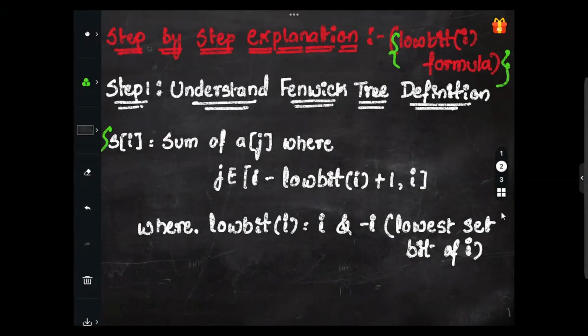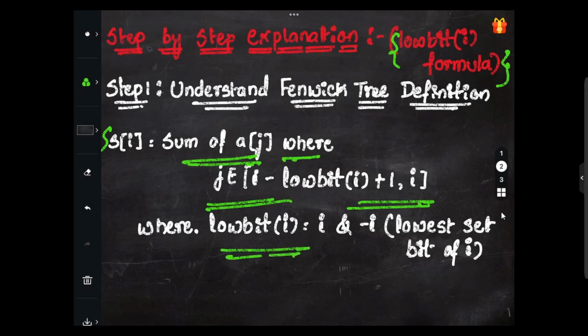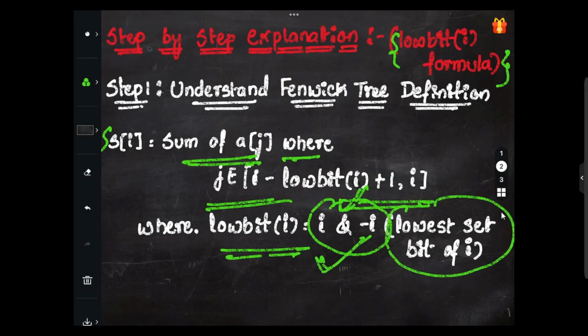S of i equals the sum of a of j, where j belongs to i minus lowbit of i plus 1 comma i, right? Where lowbit of i equals i and minus i. This part is the Fenwick tree's part, and if you would have solved Fenwick tree problems, you would have known this. This lowbit of i is nothing but i and minus i, nothing but the lowest set bit of i. So this we need to know.